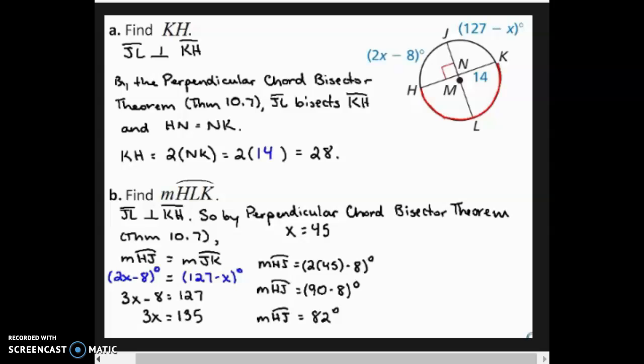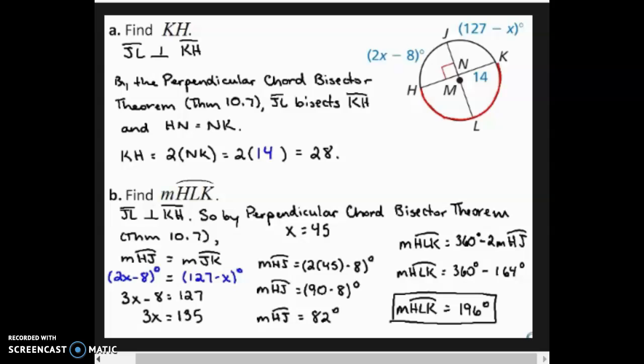Then looking at your diagram, you want to find the measure of arc HLK. So the measure of this arc will be equal to 360 degrees minus the measure of the arc HJK. And notice that the measure of arc HJK will be equal to 2 times the measure of arc HJ. So the measure of arc HLK equals 360 degrees minus 2 times the measure of arc HJ. Substituting in the value for the measure of arc HJ gives us the measure of arc HLK equals 360 degrees minus 164 degrees. Simplifying gives us the measure of arc HLK equals 196 degrees.